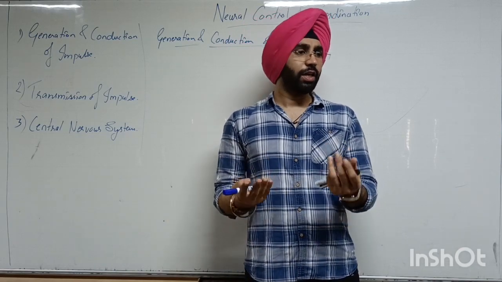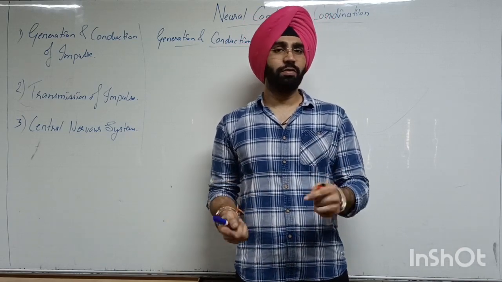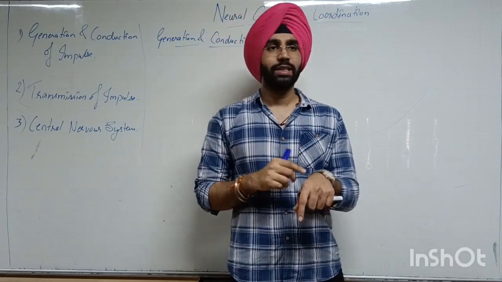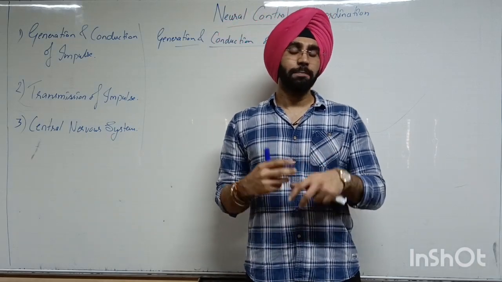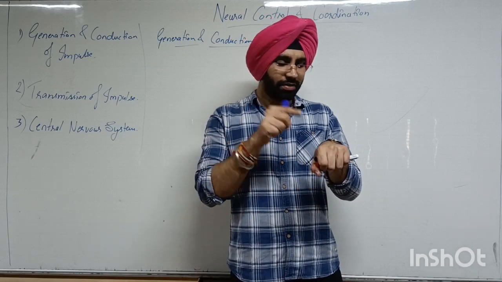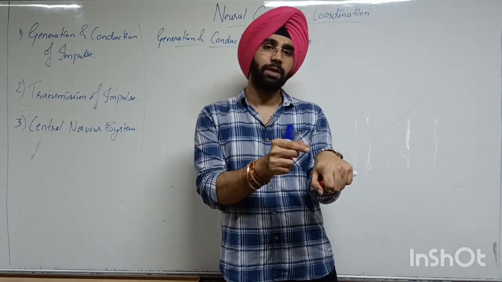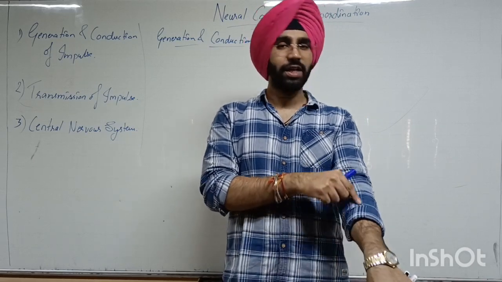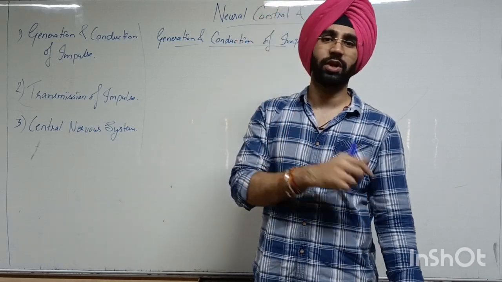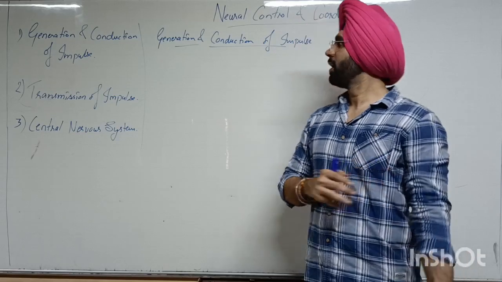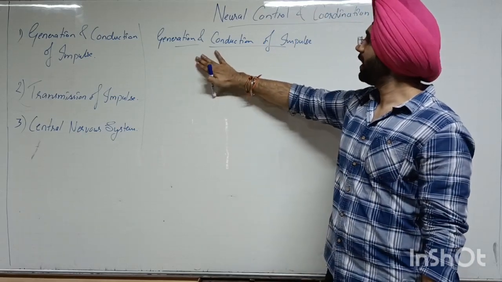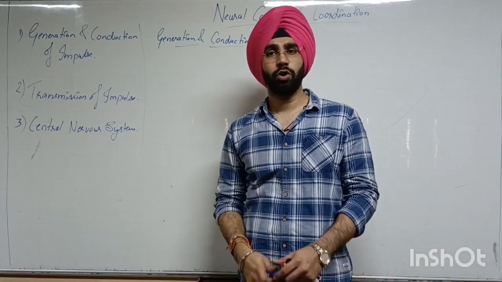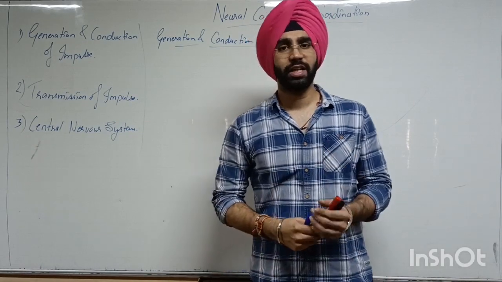A stimulus is a certain change in the environment. Let's say somebody touches you with their hand. What process is happening in your body? Whenever somebody touches you, electrical impulses are generated from the receptors of the skin, and that is conducted to your CNS, your central nervous system. So neural generation and conduction are both very important processes which need to be understood very well.